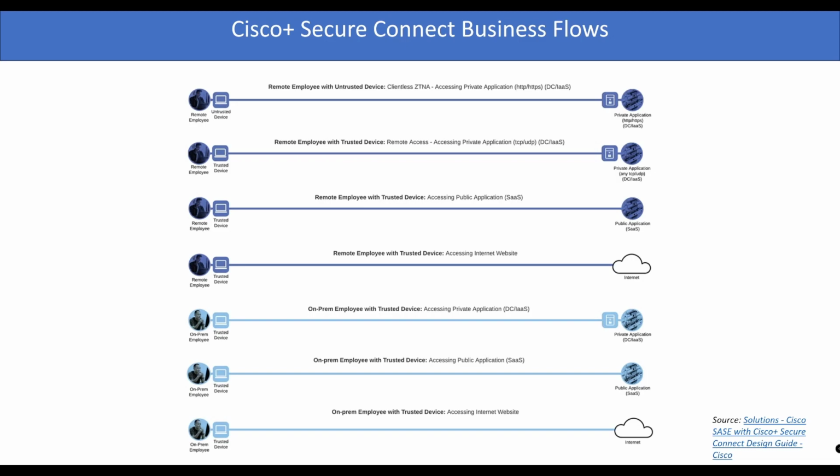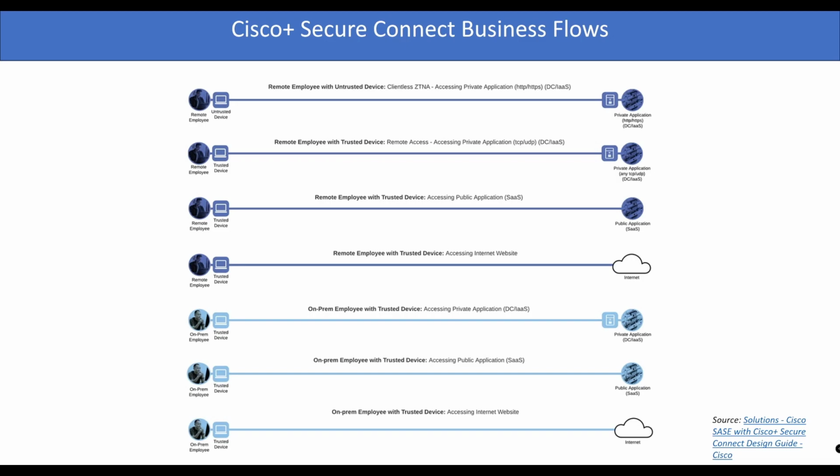We then have the remote employee, but with a trusted device this time. So we're now looking at accessing those private applications again, but by using the Cisco Secure Client. You can see the difference here with the untrusted device: we're focused on accessing those private applications using HTTP, HTTPS, whereas with the trusted device, we're focused on accessing those private applications using TCP or UDP protocols.